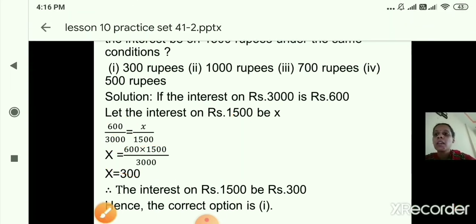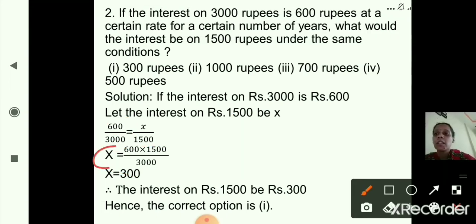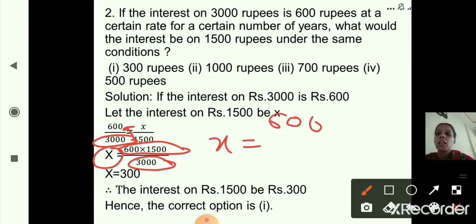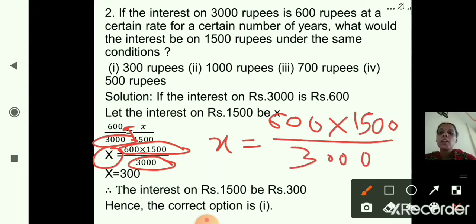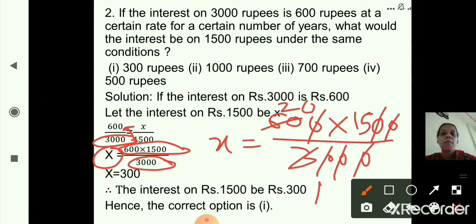As we have to find out X, 1500 will go up in the numerator, that is 600 multiplied by 1500, and 3000 goes in the denominator. So X is equal to 600 into 1500 upon 3000. Okay, now two zeros will get cancelled, this 10 and this 10 will get cancelled. Now we can divide this, 3 ones are 3, 3 twos are 6, and here it is 0. Now 20 multiplied by 15, that is 15 twos are 30 and 0, that is 300. So X is equal to 300, right?